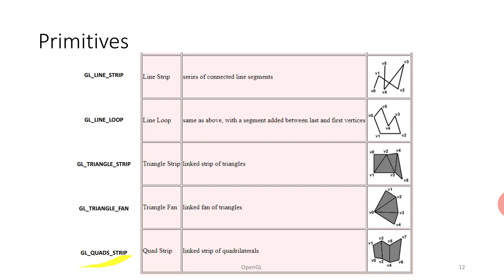Next primitive is GL_QUAD_STRIP. So again it can be used to draw the quad strip, that is a sequence of quadrilaterals linked using a strip. That is V0, V1, V2, V3 is one quadrilateral. To it another second quadrilateral is attached. To it, a third quadrilateral is attached and so on. So these are the 10 primitives provided in OpenGL.